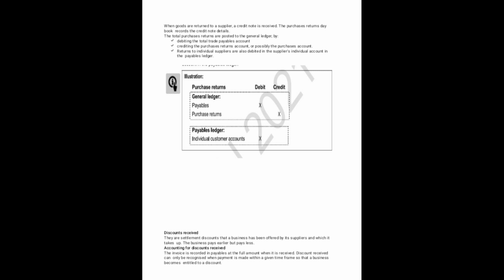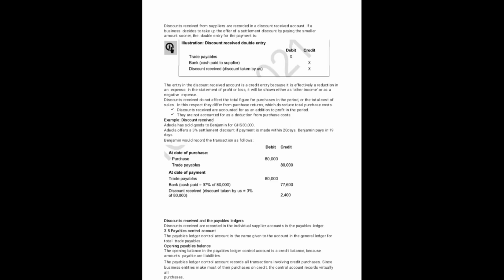So, discount received. Now when we say discount received, they are settlement discounts that a business has been offered by its suppliers and which it takes up. The business pays earlier but pays less. Accounting for discount received: the invoice is recorded in the payables at the full amount when it is received. Discount received can only be recognized when payment is made within a given time frame, so that a business becomes entitled to a discount.